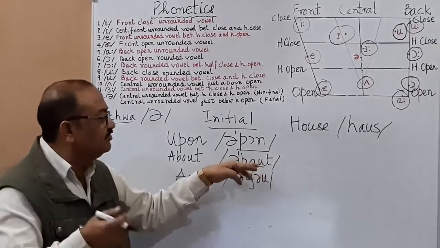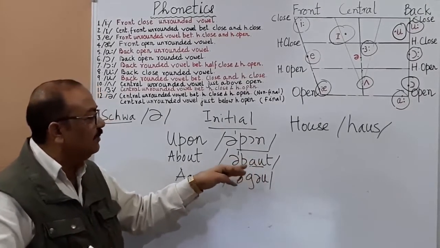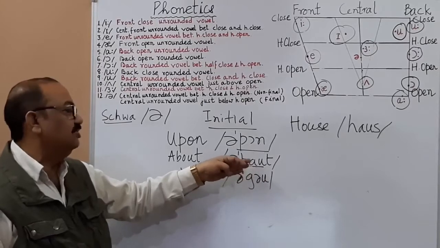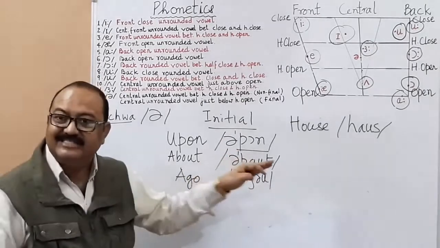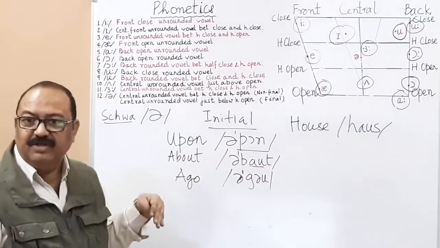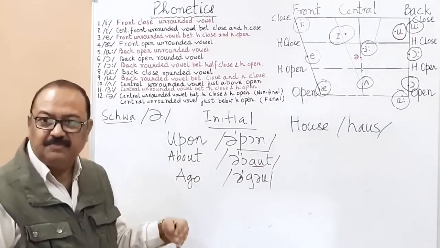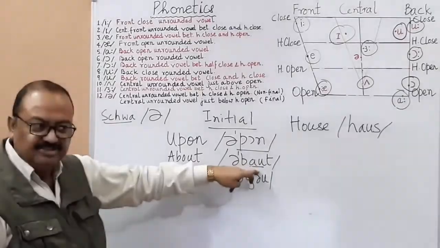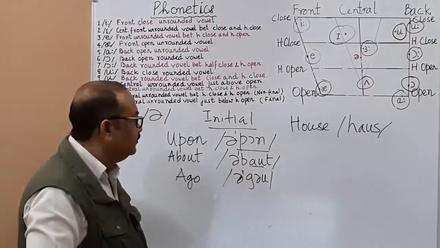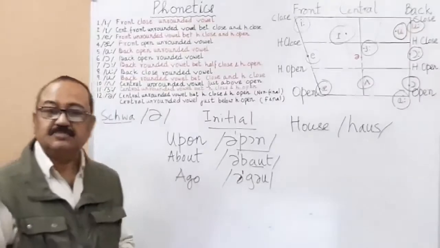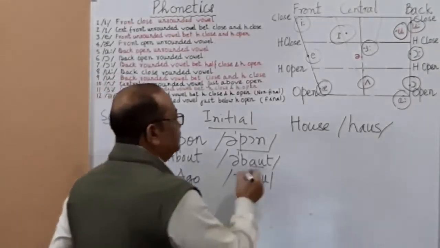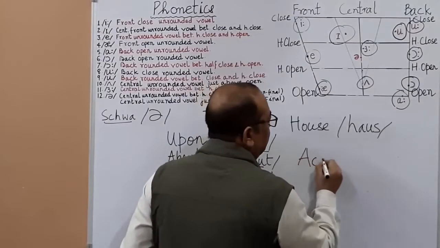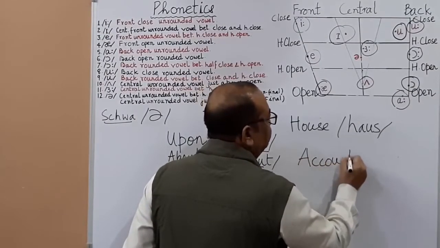Maybe you must have seen American transcription in books. Americans might write O-U, but we are following British RP. So we write it the way this is written. Yes? Account. Good. This is how we write account.